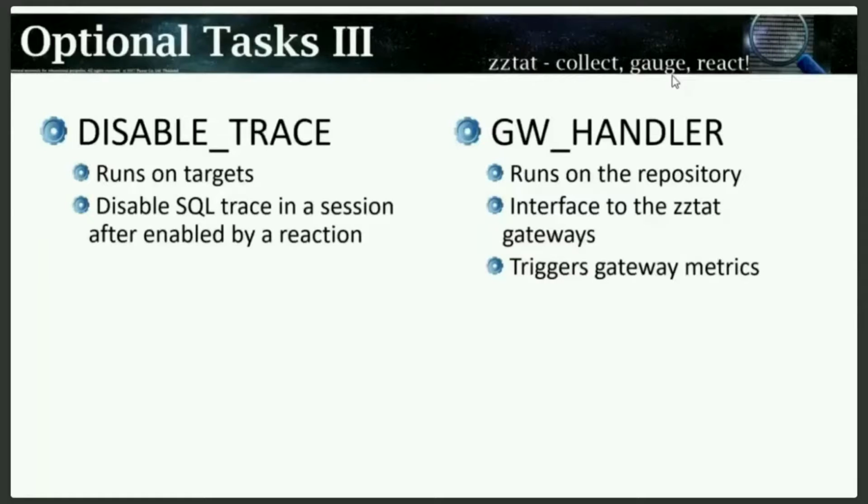The last guy is the gateway handler. So this guy runs if you are using any kind of gateways. It runs only on the repository. And it basically is responsible for submitting tasks to the gateways. So this guy will say, gateway number 1, please collect RDS instance details now. Gateway number 2, please fetch Postgres session statistics now. So that's what this guy is doing.